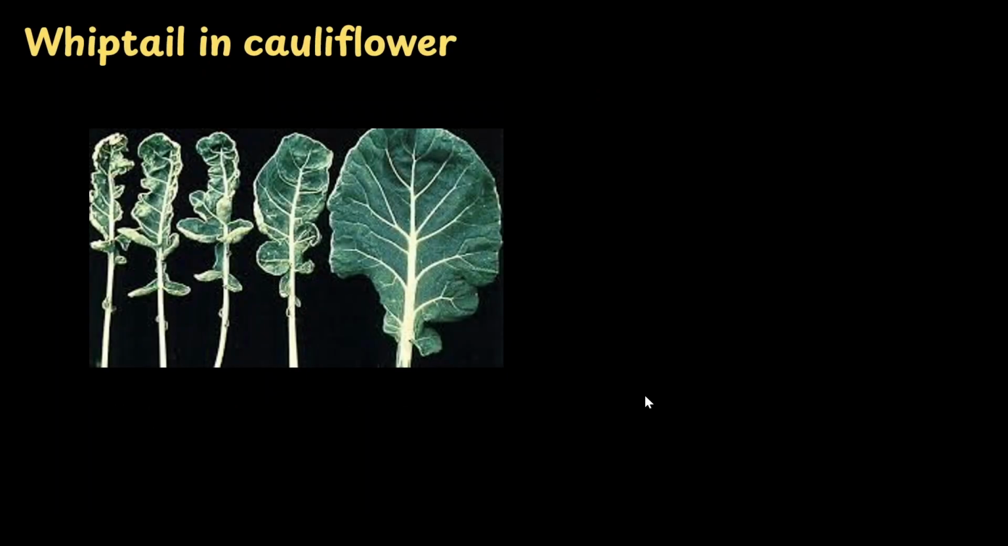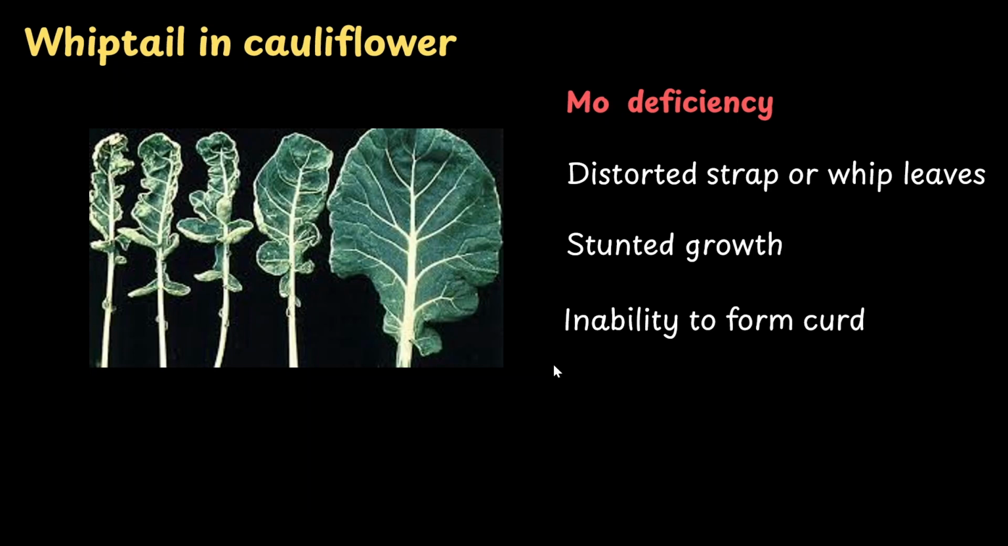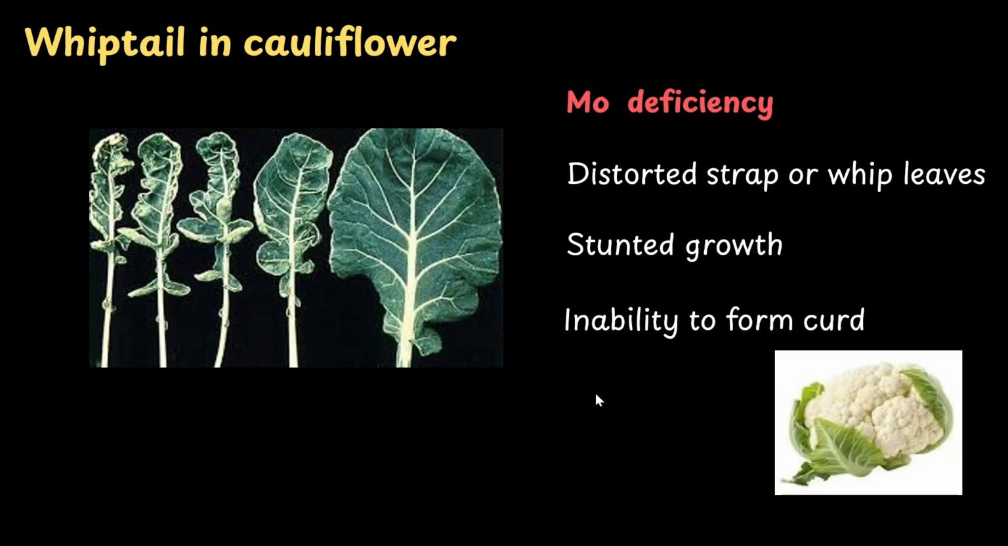Next is the whiptail of cauliflower, which is due to molybdenum deficiency. The shape of the leaves changes. They become distorted, strap or whip-like. There is overall stunted growth and they are unable to form curd. Curd is the bud-like structure that you see in cauliflower. This is usually seen in acidic soil where molybdenum availability is reduced.